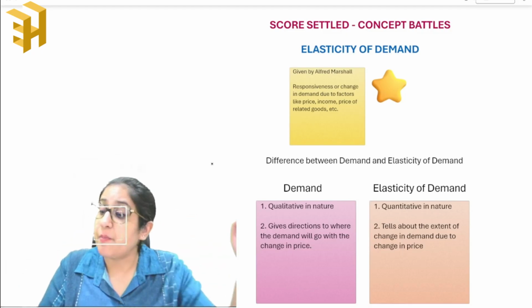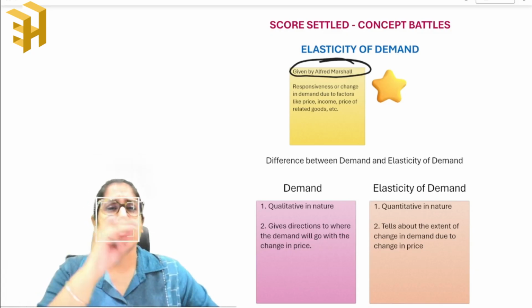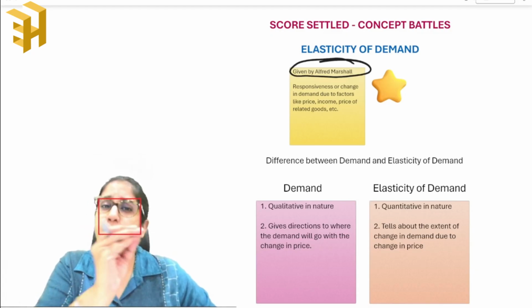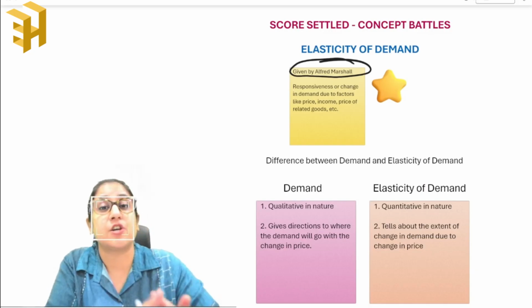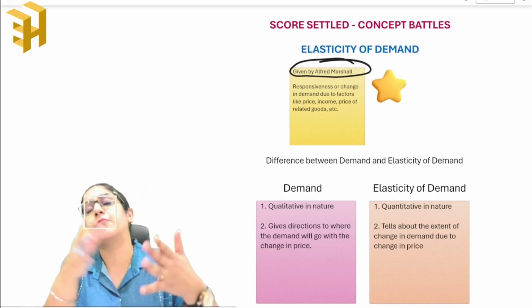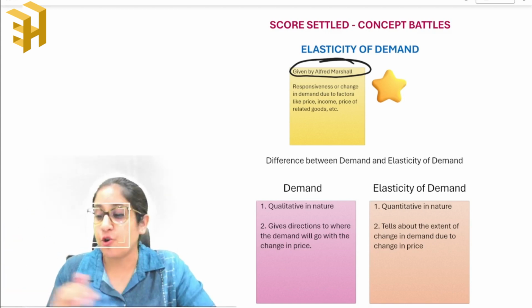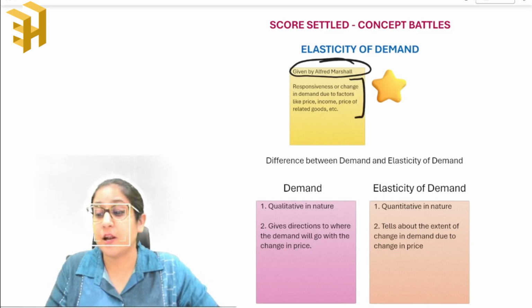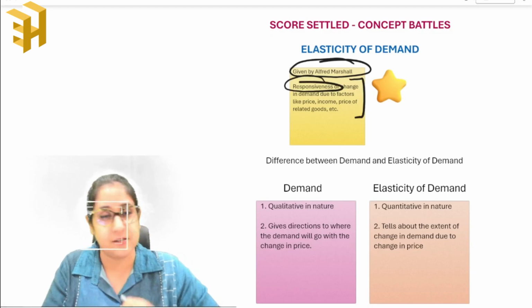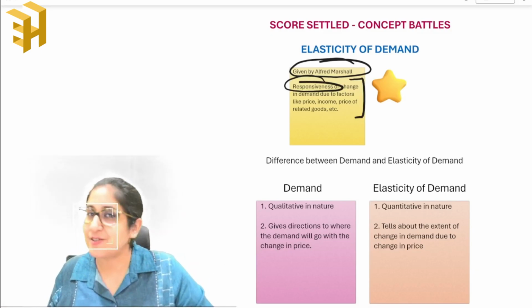Now, the very first thing that you need to know about elasticity of demand is that it was given by Alfred Marshall. And what it talks about is how well your demand responds to the change in factors such as prices, income, prices of related goods, tastes and preferences, and so on. So this is what your elasticity of demand tells you: the level of responsiveness of the change in demand due to factors such as price and so on.